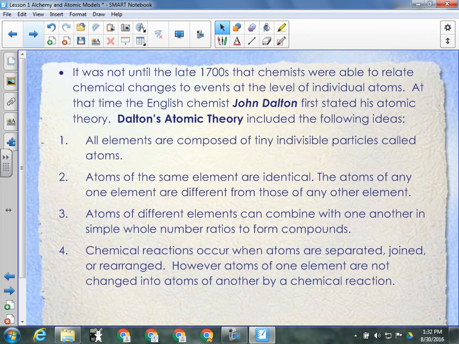Second point, atoms of the same element are identical. So if I had a whole bunch of oxygen atoms that I could actually see, I wouldn't be able to tell them apart because every single one of them would be the same. They'd all have 8 protons, they'd all have 8 electrons. Maybe a few of them might have different numbers of neutrons. We'll talk about that another time. But they're all identical. That's what makes one element different from another.